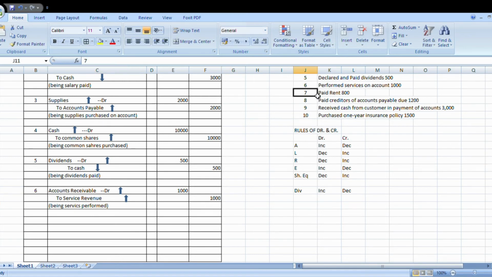Next is paid rent 800. So now you have paid rent. So what have you paid? You have paid rent. Cash has reduced and rent expense has been created. So rent expense you can write, or rent you can write, and then you have to debit it with the amount, which is 800, to cash. Cash has gone out 800.